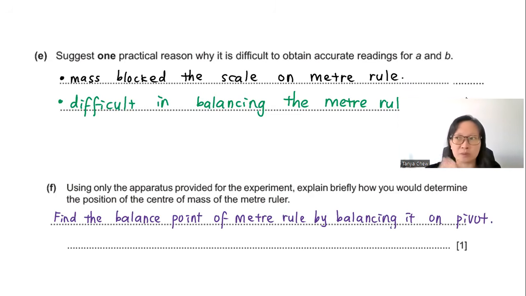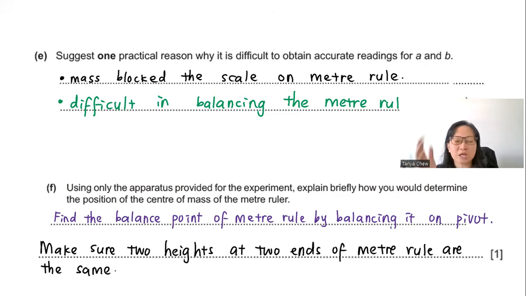It doesn't mean that it has to be balanced at exactly 50 cm. Sometimes some part of the meter rule is worn out, so it would not be balanced at exactly 50 cm, maybe 49.8, maybe 48.9, etc. So I need to check the balance point first, and by making sure that I have two rulers here, or just one ruler is enough, I measure the two heights of the meter rule at the two ends, and make sure that the two heights that I measured by using another meter rule are the same.